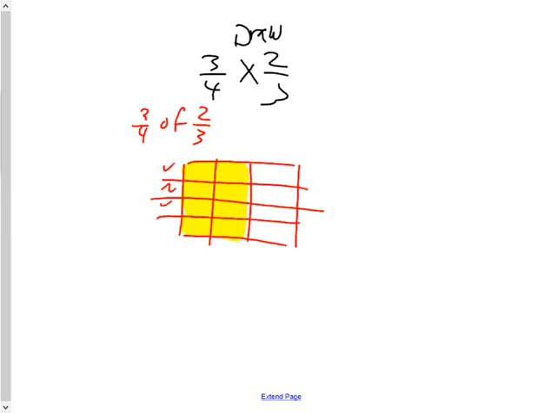3/4 of 2/3, which means the denominator was 3, but now it's 12, and I get 1, 2, 3, 4, 5, 6/12. Right? Of course, if we follow that basic algorithm and multiplied our numerators and our denominators, we would have gotten 6/12 as well, which actually represents in lowest terms 1/2.